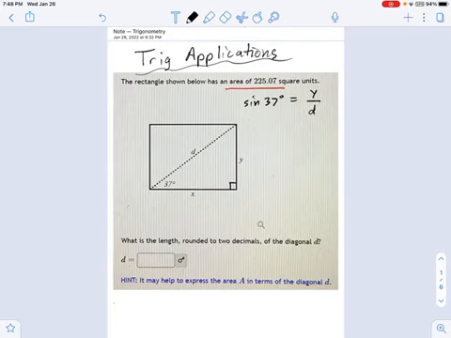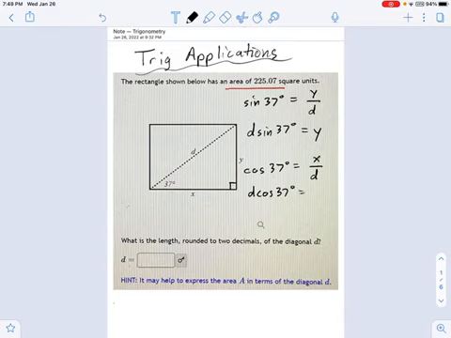Which means I can now rearrange this equation pretty quickly to say that d times sine of 37 degrees equals y. And likewise, I can say that the cosine of 37 degrees equals x over d, adjacent over hypotenuse. So that means d times cosine of 37 degrees equals x. Okay, so how are those useful?